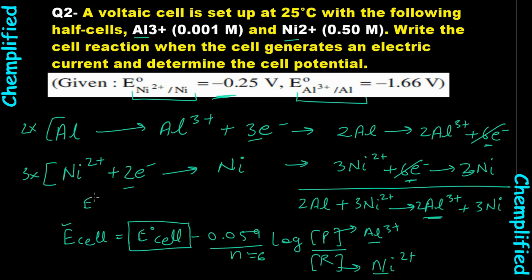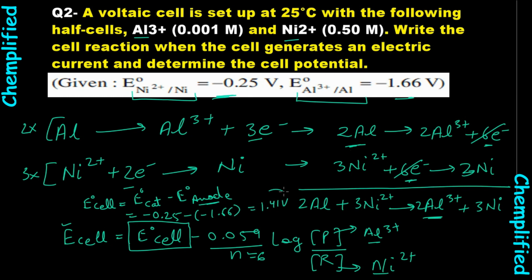E naught cell is equal to E naught cathode minus E naught anode, right? Now at anode oxidation takes place and aluminium is undergoing oxidation, so at anode you will write the value of aluminium and at cathode you will write the value of nickel. So write down the values. You will get minus 0.25 minus (minus 1.66), and when you solve it you will get the value 1.41 volt. So the value of E naught cell is 1.41 volt. Substitute all these values in the equation.